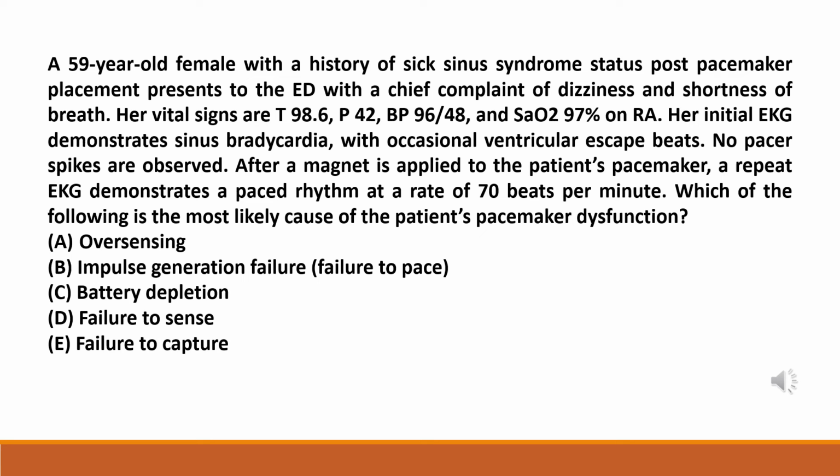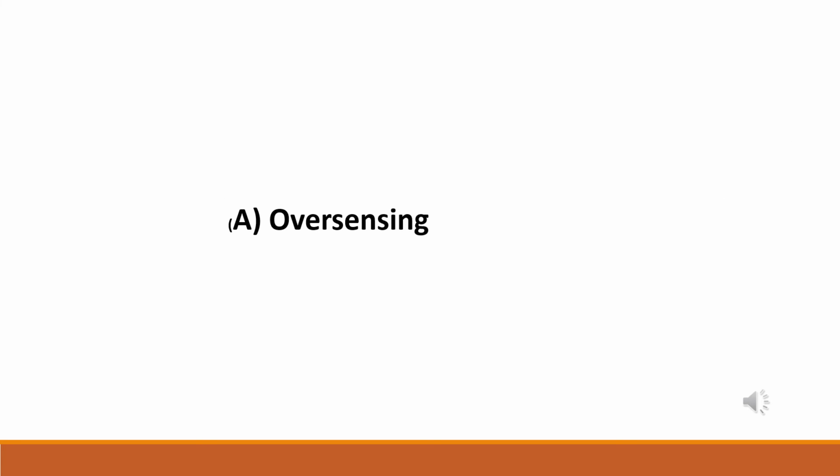After a magnet is applied to the patient's pacemaker, a repeat EKG demonstrates a paced rhythm at a rate of 70 beats per minute. Which of the following is the most likely cause of the patient's pacemaker dysfunction? A. Oversensing. B. Impulse generation failure, failure to pace. C. Battery depletion. D. Failure to sense. E. Failure to capture. A. Oversensing.